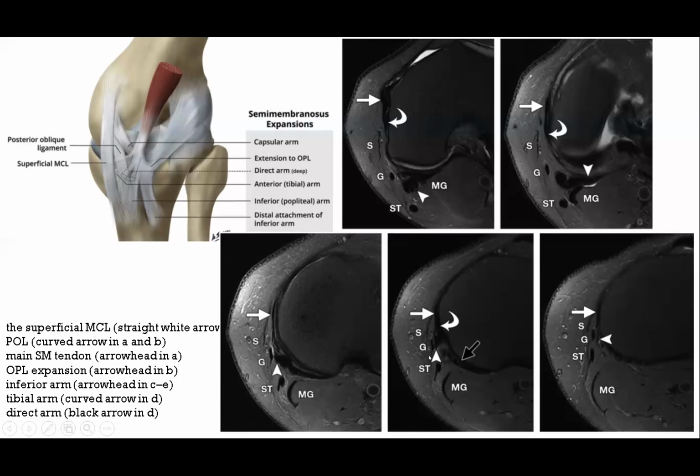So this is the inferior arm going. These are the axial sections from the tibial plateau to the tibial shaft. So we can see the inferior arm expansion going and getting attached at its insertion. In figure 4, this black arrow represents the principal attachment of the semitendinosus muscle. This white arrow is the inferior arm getting attached to the lower part of the tibia.